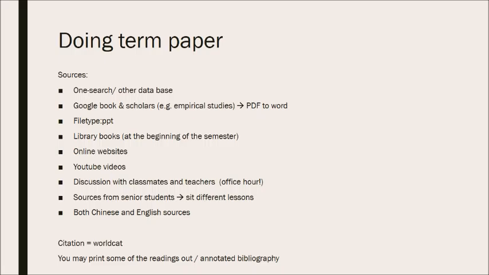And then I may sit in on different lessons and ask for sources from senior students. And then I will also search the keywords in Chinese and English so that I can have a better picture of what I'm researching. For my citations, I will usually use WorldCat, and I also like to print my readings out, and then I can highlight them and read them easily as well.